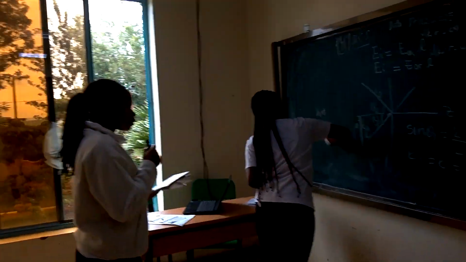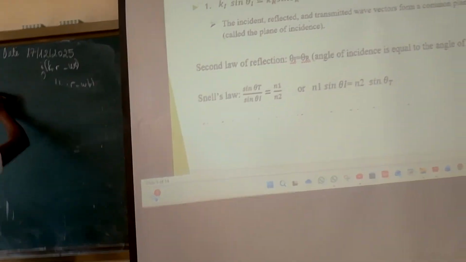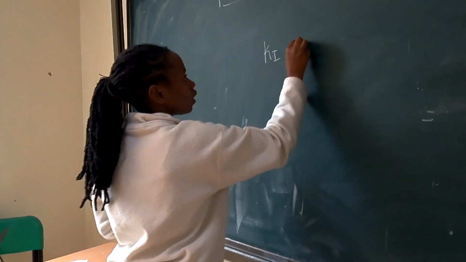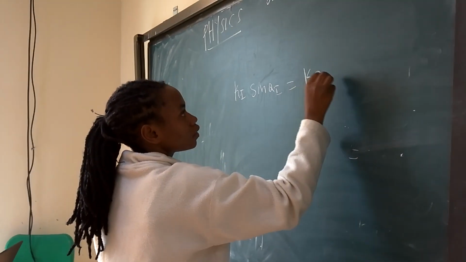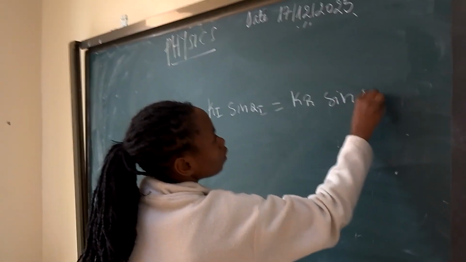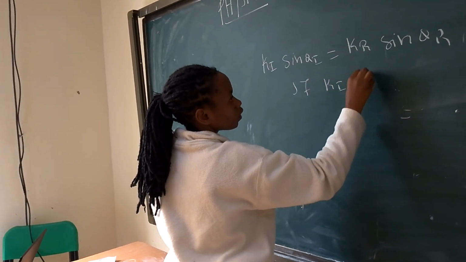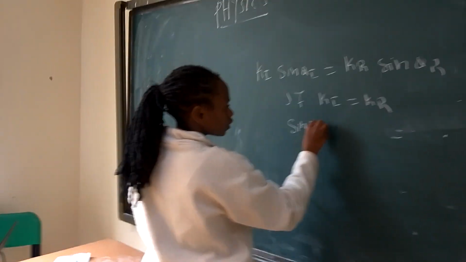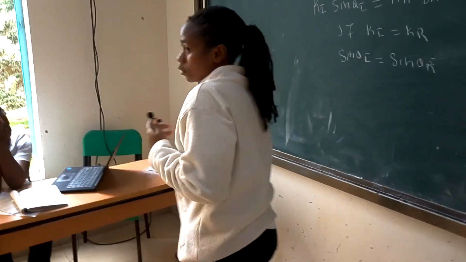From the second row, we have seen that K incident sine angle of incident equals K reflected sine angle reflected. If K incident equals K reflected, it means that sine angle of incident equals sine angle of reflected.